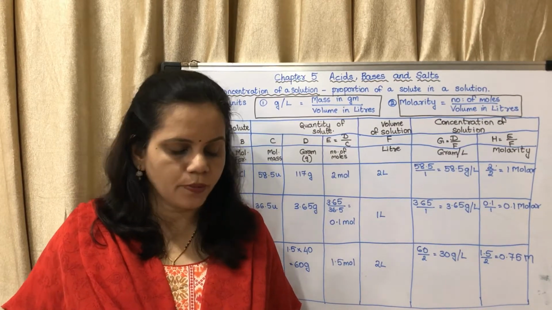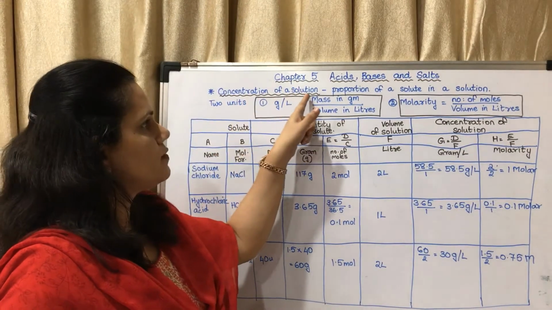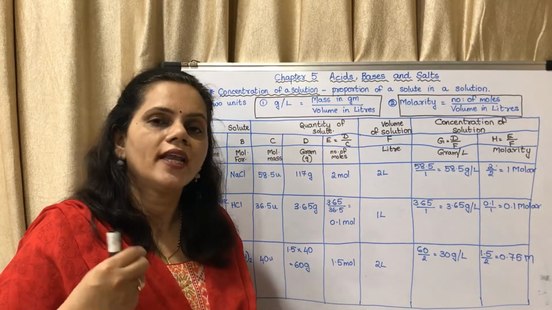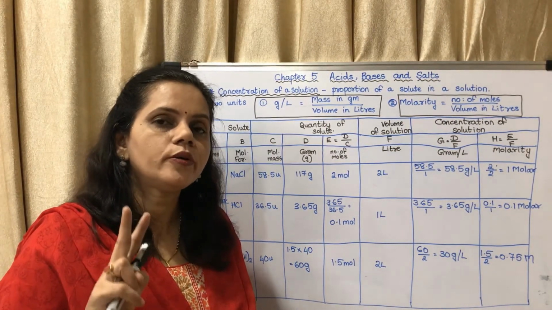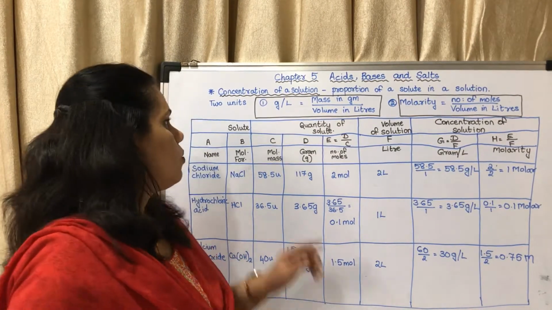Now, in the next paragraph, what they have given, I have written it here. So, concentration of solution is the proportion of solute in a solution. Now, while calculating the concentration of solute in a solution, there are two units which are used. Okay, two units. What are the two units?